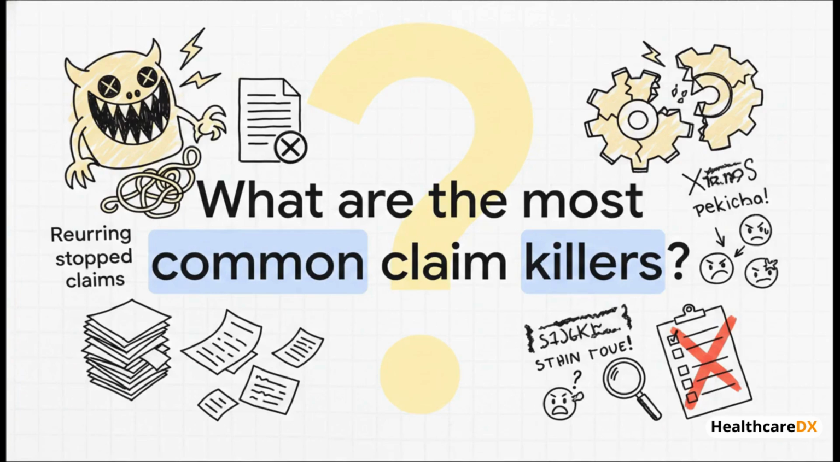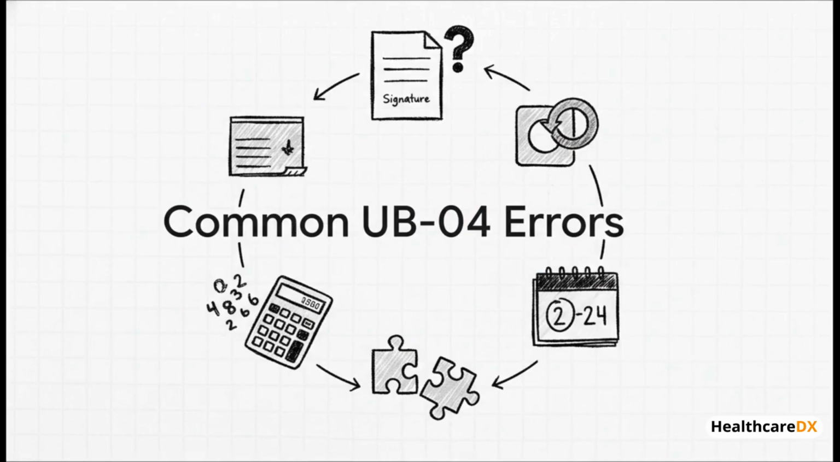So, what are they? What are the recurring villains in this whole story? What are those common, ridiculously frustrating errors that just stop claims dead in their tracks time and time again? And here they are. Missing signatures, classic. The wrong type of bill, which we talked about, mismatched codes, those conflicting dates that drive everyone crazy, and of course, simple, incorrect units or charges. These are the big five. They cause the vast majority of all denials.